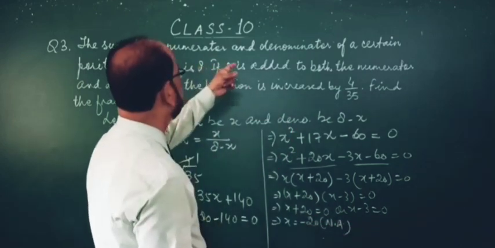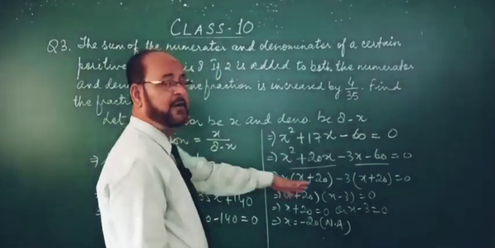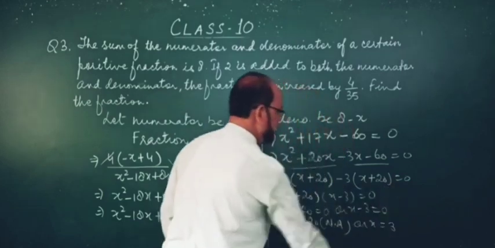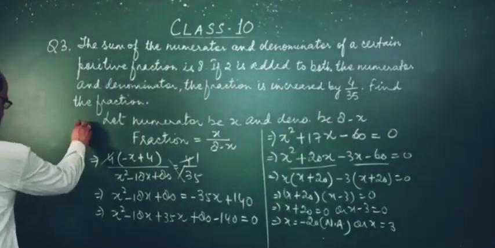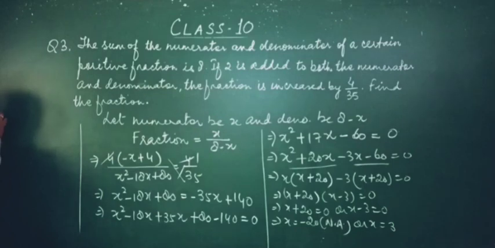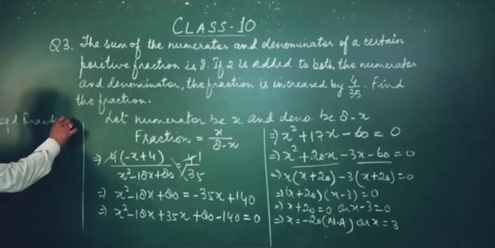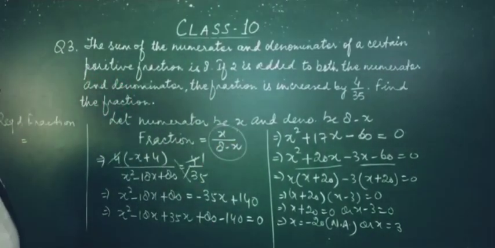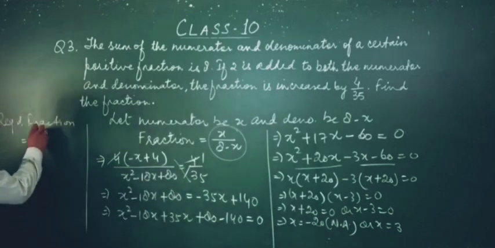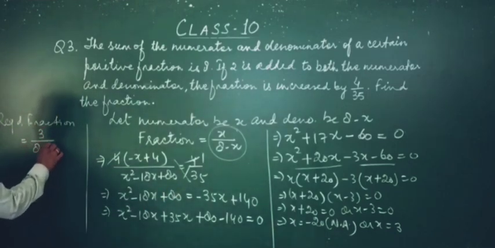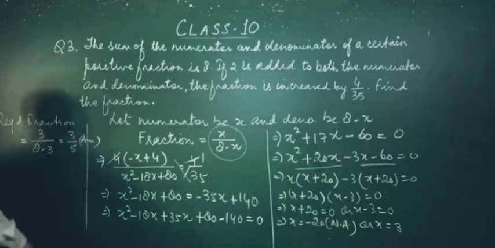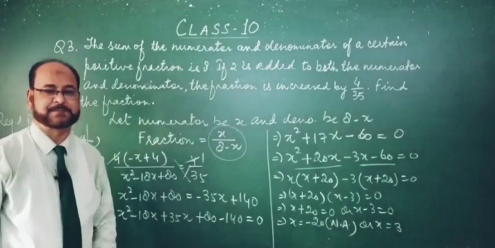Because in the question it is given positive fraction, we cannot take any negative value. And here x equals 3. Now we can write the required fraction. Therefore, the required fraction equals what we have left as fraction, x upon 8 minus x. We will replace the value. So it is 3 upon 8 minus 3, that is 3 upon 5. This is your answer, 3 upon 5.